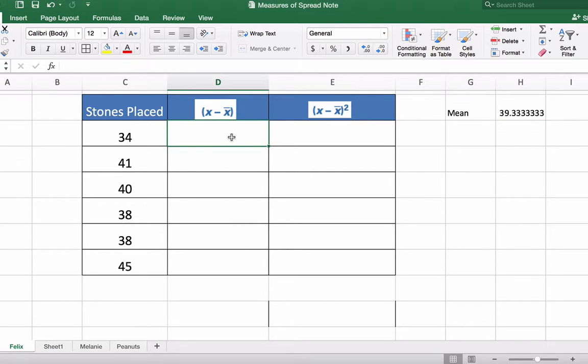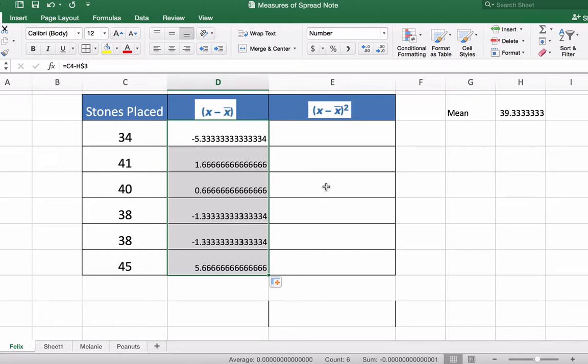Now, to calculate the x minus x bar, which is our data value, which is found for the first one in C4, so 34 minus, and we're going to put in H3, but I want to make this a global reference so that when I copy the formula down, it references that particular cell which has my mean in it. So now if I copy this down, this is what you should have got for your values.